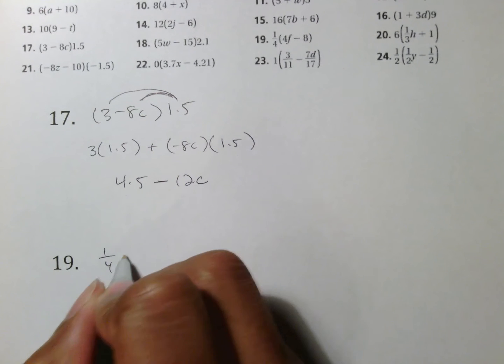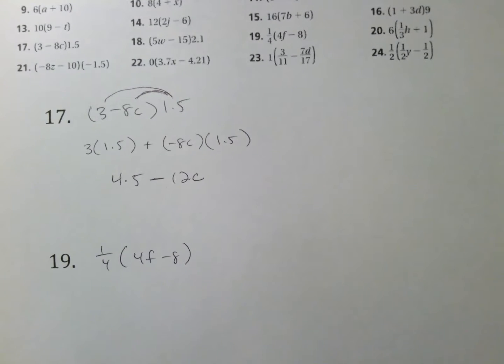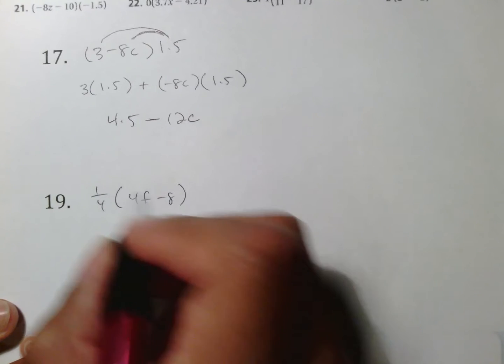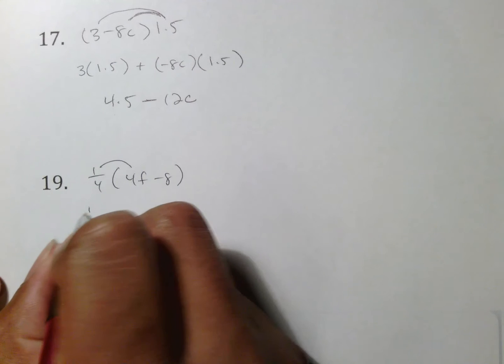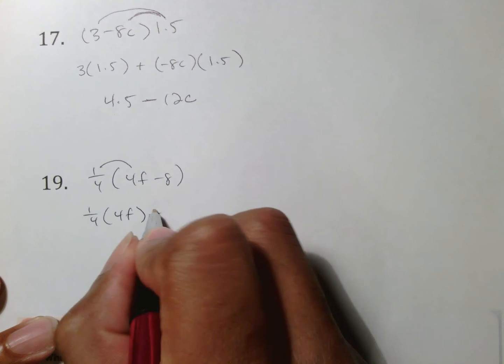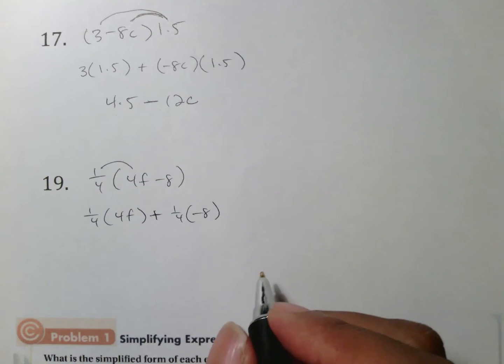19 shows us 1/4 times 4f minus 8. And so we again have a number on the outside that needs to meet up with everything here. So 1/4 will meet up with 4f. I again like to use the plus. 1/4 will then meet up with negative 8.